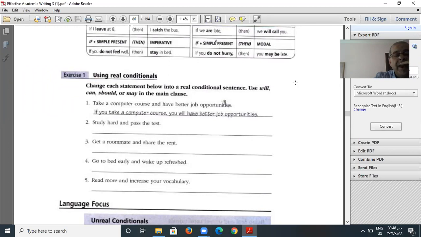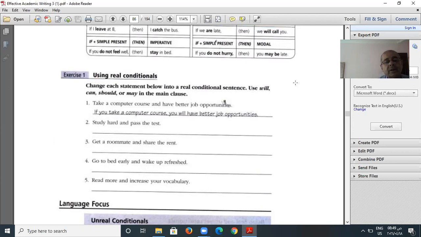Now exercise 1, using real conditionals. Change each statement below into a real conditional sentence. Use will, can, should, or may in the main clause. Look at the example here. Take a computer course and have better job opportunities. This is a sentence, and we have to make it what? If clause. So we start with if here.